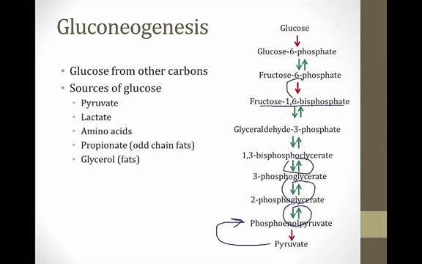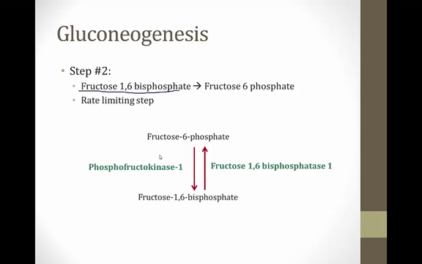1,6-bisphosphate. This reaction right here is irreversible, so gluconeogenesis requires its own enzyme to get around this and synthesize a molecule of fructose 6-phosphate. Recall that the glycolysis enzyme that converts fructose 6-phosphate into 1,6-bisphosphate is called phosphofructokinase 1.